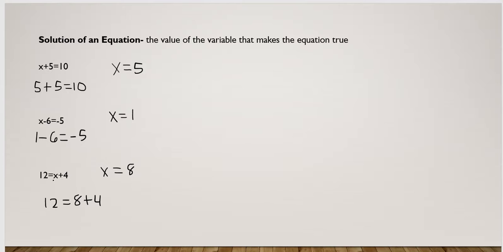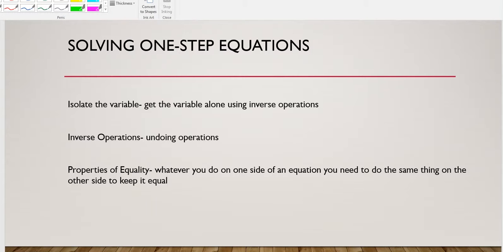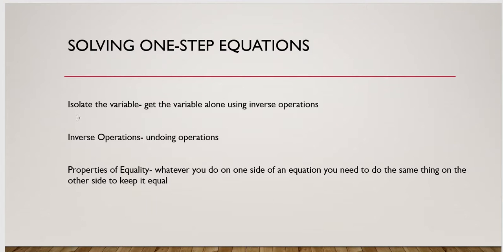Okay, now these three that I just gave you, these were easy to find the solution of by just looking at them and guessing and checking, but it's not always that easy. And so because of that, we need a system to help us solve equations. So the system that we use when we're solving a one-step equation is we are going to isolate the variable. That means that we're going to get the variable all by itself. The way that we do that is by using inverse operations. Inverse operations are operations that undo each other.